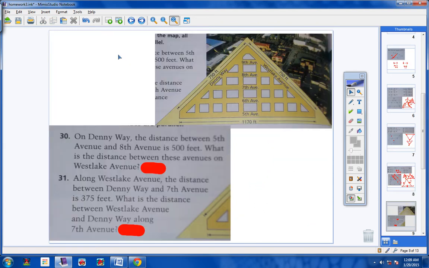Alright, moving on to numbers 30 and 31. On Denny Way, the distance between 5th and 8th is 500 feet. So here's 5th. Here's 8th. So the distance from here to here is 500. And by the way, they tell us that all these streets are parallel in the directions. I should have read that to you on the map. All of the numbered avenues are parallel. So all of these lines here are parallel. Okay? So the distance is 500 feet from here to here, from 8th to 5th Avenue.